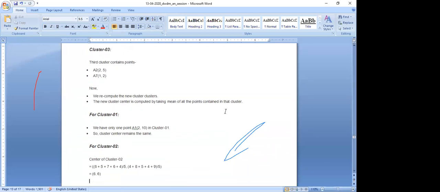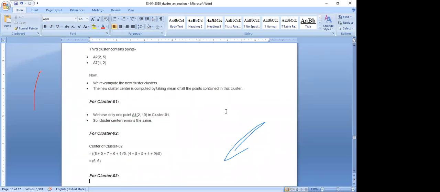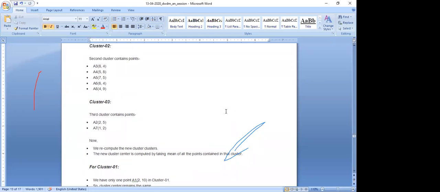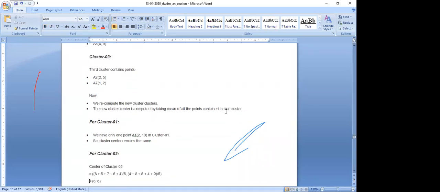Next, for cluster 2. Here, for the center of the cluster, we have to check the points of C2. We have 5 points given, so for those 5 points we have to calculate the mean. Then that will be the new center of your cluster.